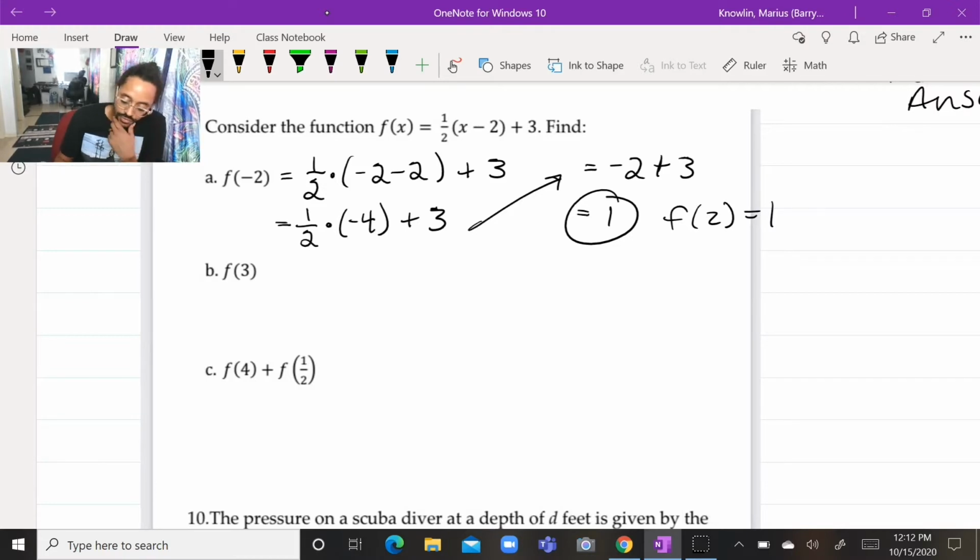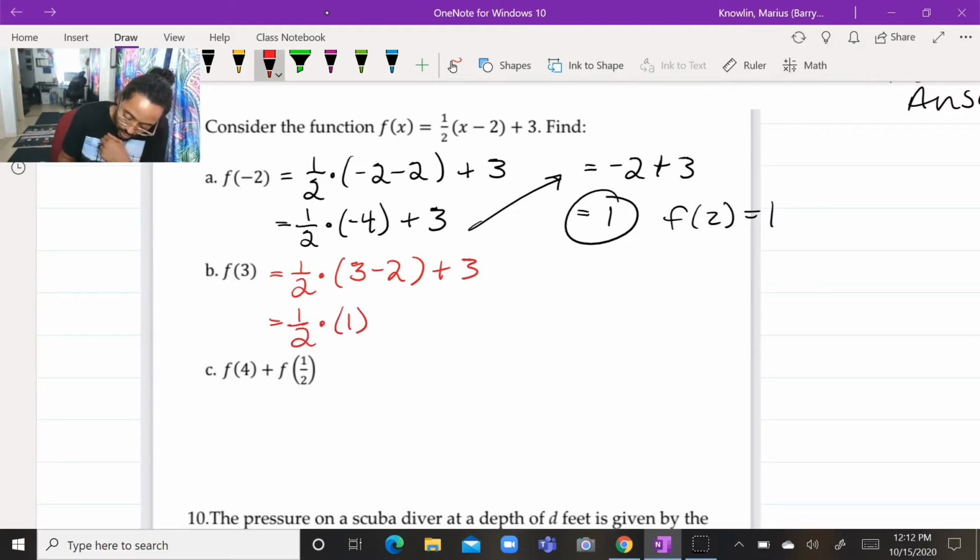Let's do f of 3 now. I'll use a different color. That's equal to 1/2 times the group of 3 minus 2 plus 3. Well, let's keep working that out. We do what's in the parentheses first. So 1/2 times 1, and then we add the 3. 1/2 times 1 is 1/2. Oops, excuse me. And then we add 1/2 plus 3. So this is going to equal 3 and 1/2.